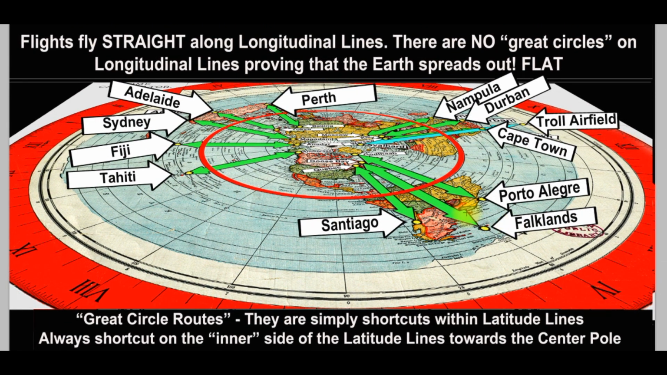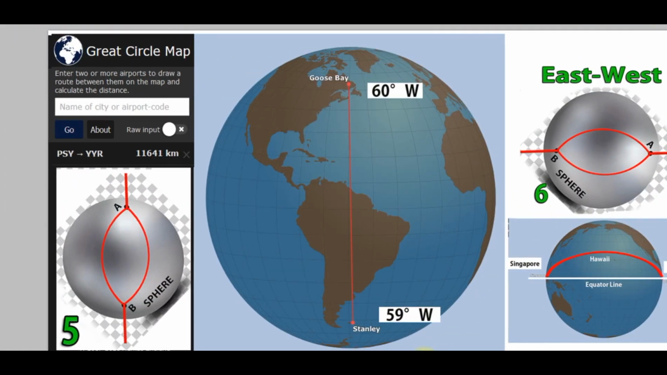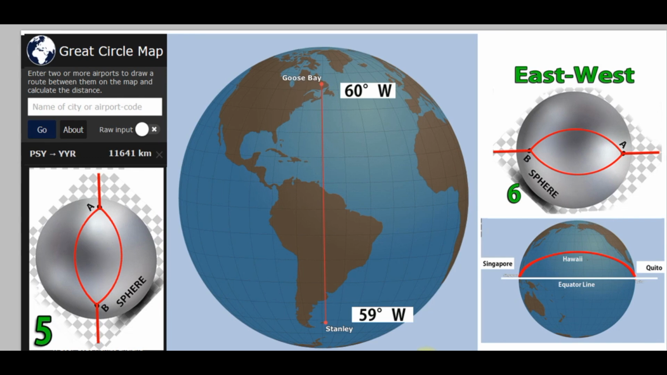The line is right here, Porto Alegre to Svalbard. But this is the flight right here, one straight line spreading out over the flat Earth. Let's move on to flight number 8. Flight number 8, Goose Bay, Canada to Stanley Airport in the Falklands. 60 degrees west, Goose Bay, 59 west, Stanley Airport in the Falklands.